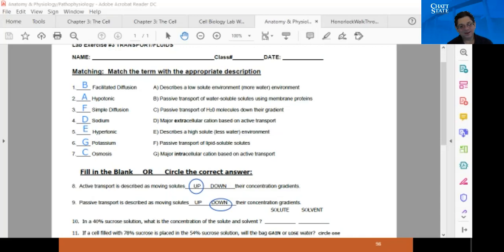But it may be a little harder to get from that dollar to reach back up to 100. That takes some energy, doesn't it? To get that cash back. So yeah, down the gradient's always easy, no energy. Up the gradient always requires energy.